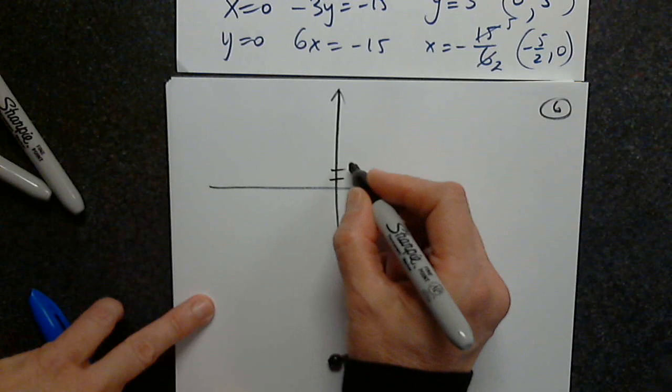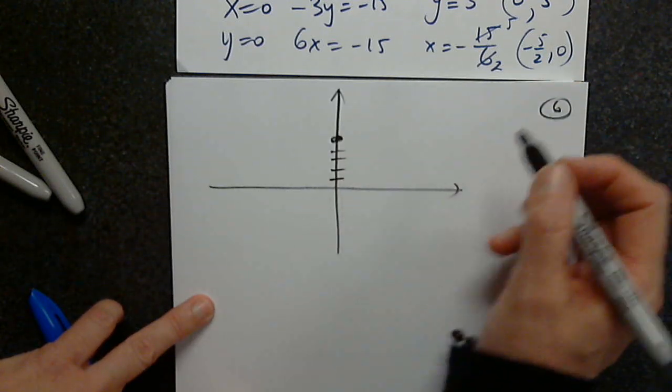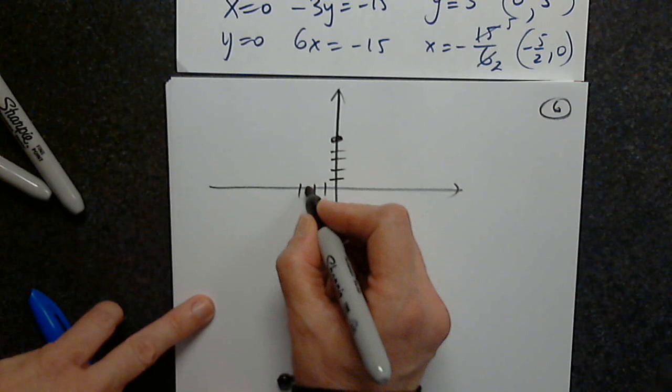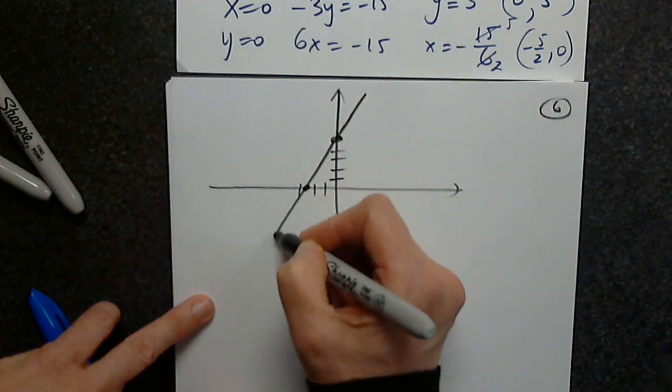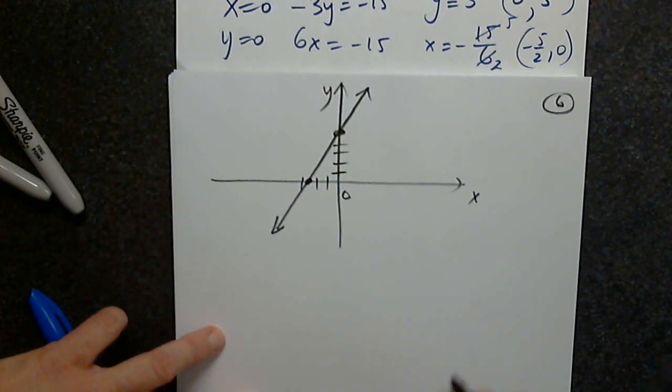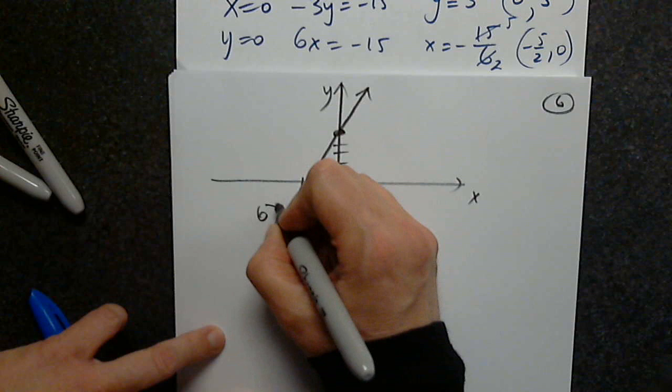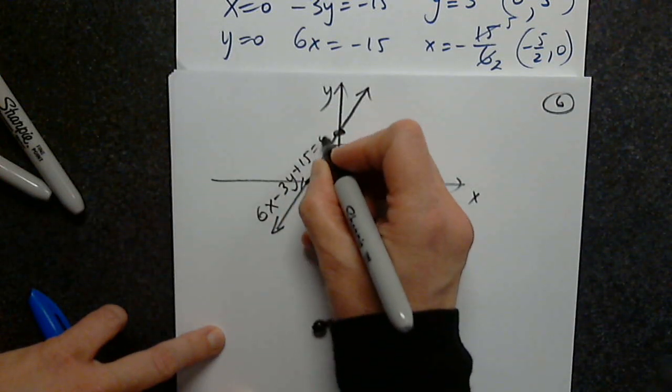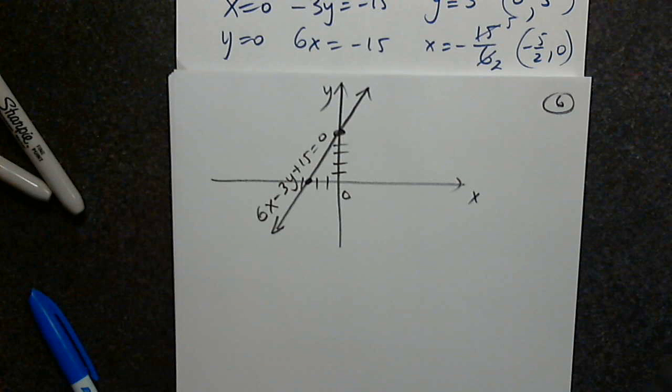So 0, comma 5, negative 5 halves, that's 2.5 right here. Connect and extend, put arrows, finish up the Cartesian system or coordinate system, and write somewhere 6x minus 3y plus 15 equals 0. So I know what I graphed. We always write the function or whatever it is somewhere next to the graph. Below the graph, above the graph, top, bottom, whatever you want, but it has to be written somewhere. Questions?